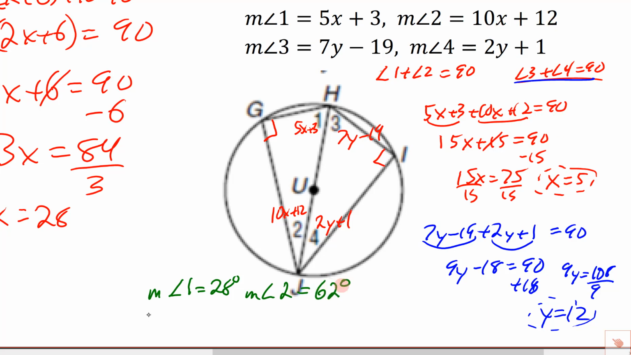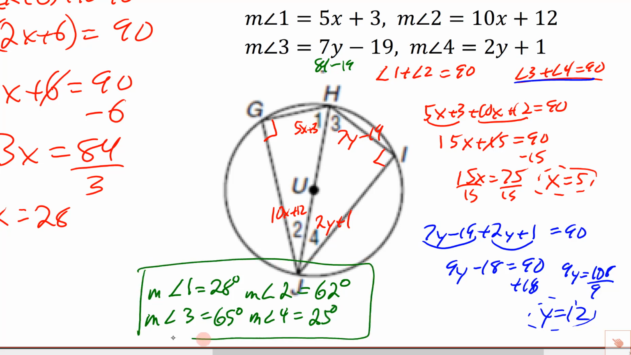Okay, and then the measure of angle 3 and the measure of angle 4. Let's figure out what those are. Let's throw a 12 in. So if I plug a 12 in for y, that's going to be 84 minus 19, which is 65 degrees right there. And then the measure of angle 4, if I plug a 12 in here, that's going to be 2 times 12, that's 24, plus 1, that's going to be 25, okay? So 25 right here. So I've got the measure of all of those angles.